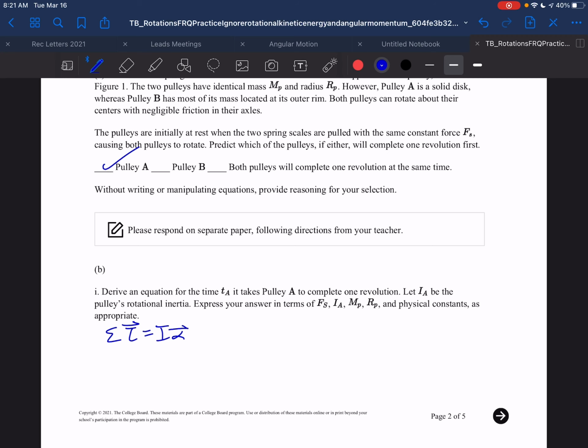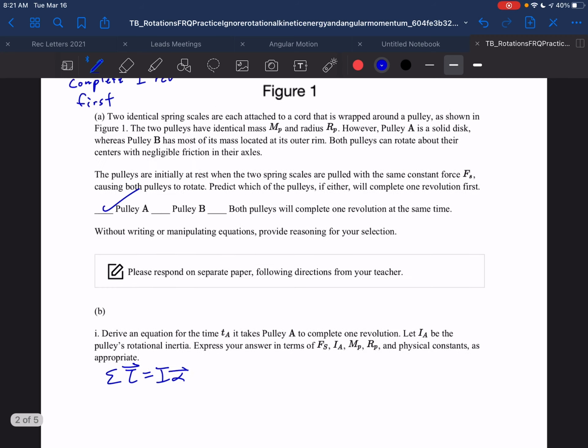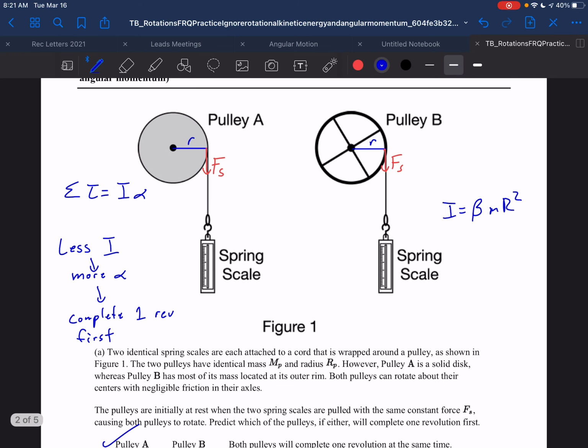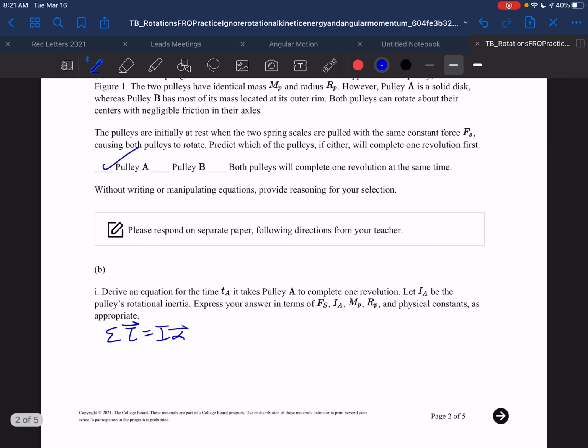The net torque in this situation is pretty straightforward. It's just R times that Fs, the scale force. That's the net torque on the disk, and this should be equal to I alpha. They're both in, let's say, the positive direction, and the I is actually IA. We can't really solve for anything yet, but we need an equation for the time. So now let's think about what kinematic stuff we know.